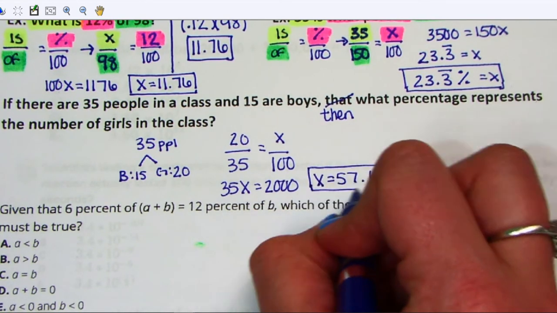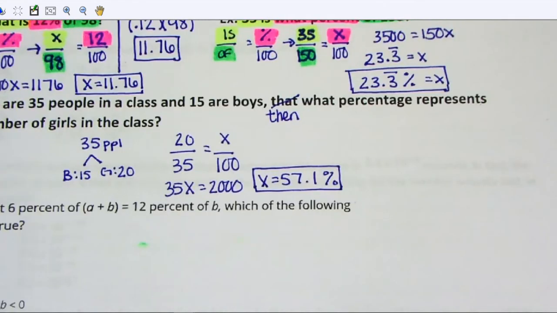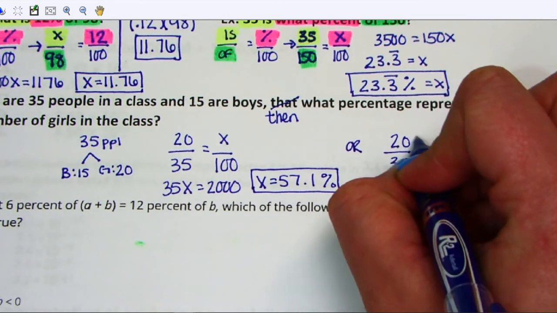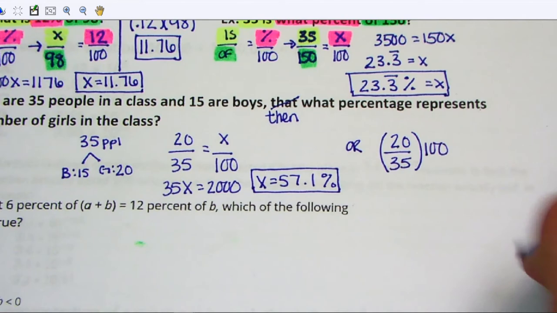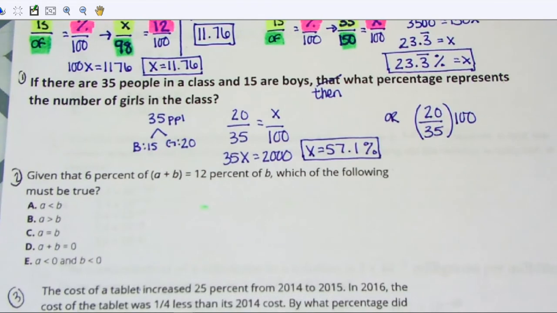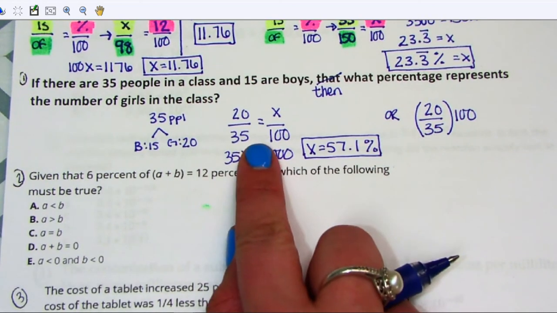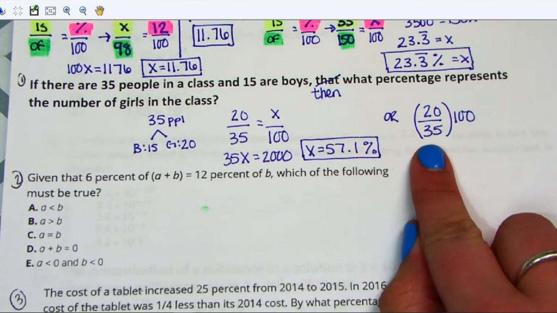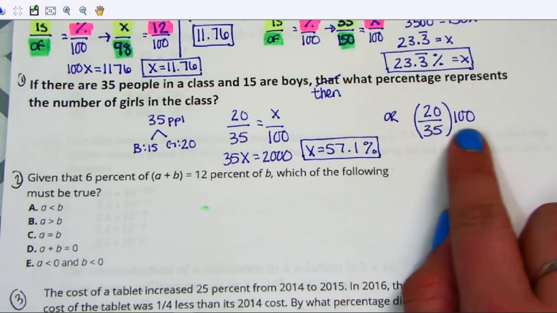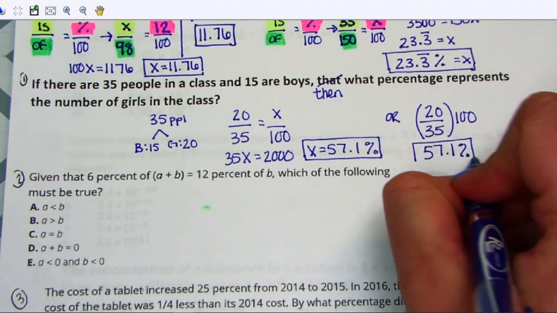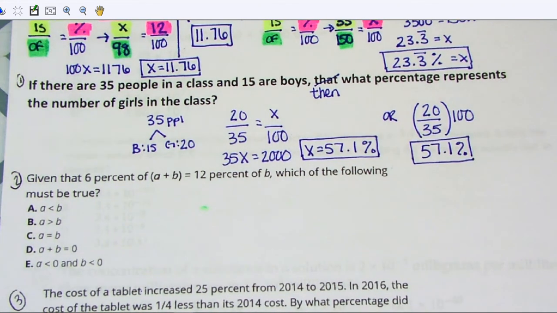So you could calculate this way, or you could just take the ratio of girls to class and multiply that fraction by 100. Both of them give you the same answer, so it really just depends on how you prefer to solve the problem. So you can use a proportion. Anytime you have x over 100, that will give you a percentage. Or you can take the fraction of girls over total and multiply that by 100, and that will also give you the exact same percentage. So there's a couple different ways you can do percentages. It just depends on what you're comfortable with.